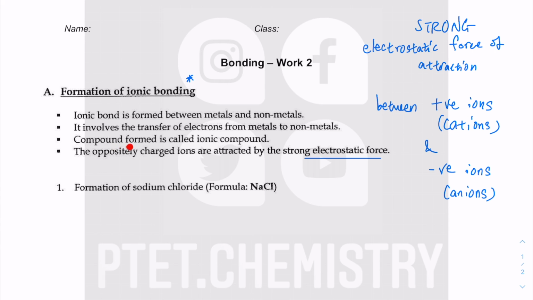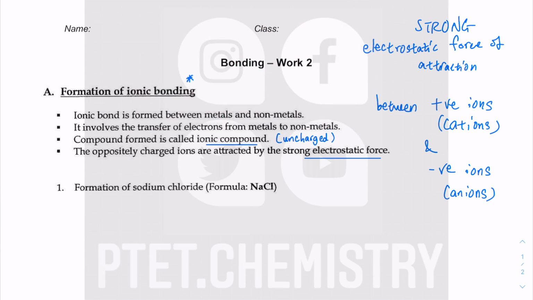As a result, the compound that you form is called an ionic compound. Ionic compound is a compound. A compound is uncharged. Whether it's an ionic compound or not, a compound does not have overall charge, but an ionic compound consists of positive ions and negative ions, of which the charges must cancel out to give you overall zero charge. So the process involved in forming ionic bond, you transfer electrons from metals to nonmetals.